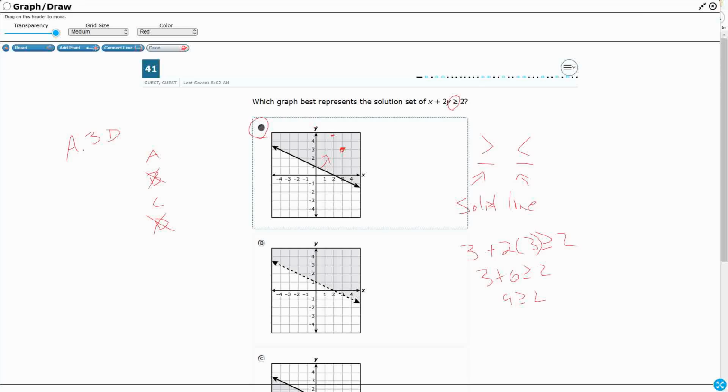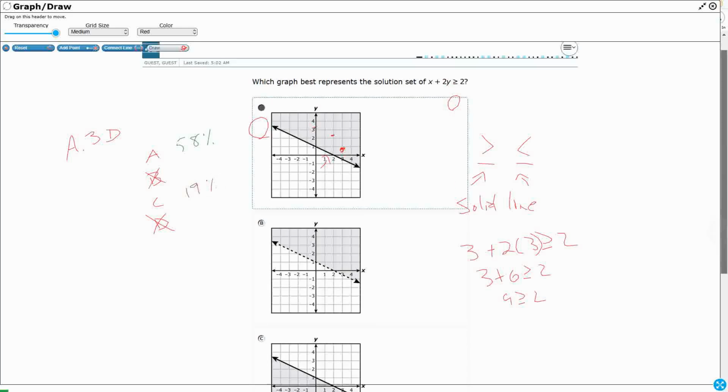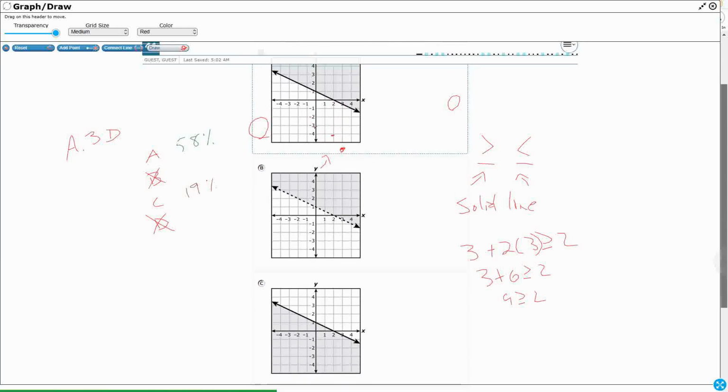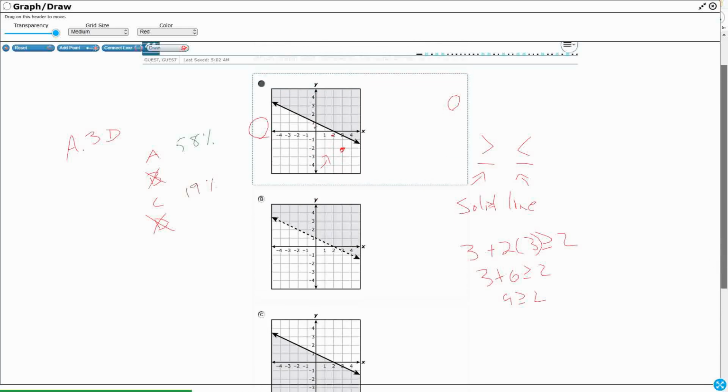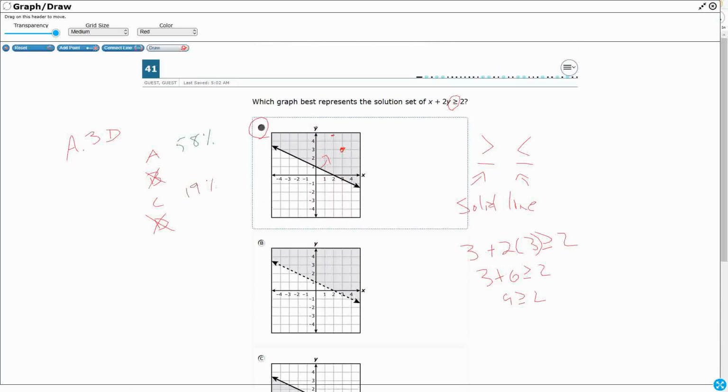Now, how did we do? Well, we had 58% of our students get A, so that's pretty good. Almost at that threshold. We had 19% choose C. Now, that was the other greater than or equal to sign, which means it was the other graph that had the solid line rather than the dashed line. So that makes sense, as that is the most chosen incorrect answer.